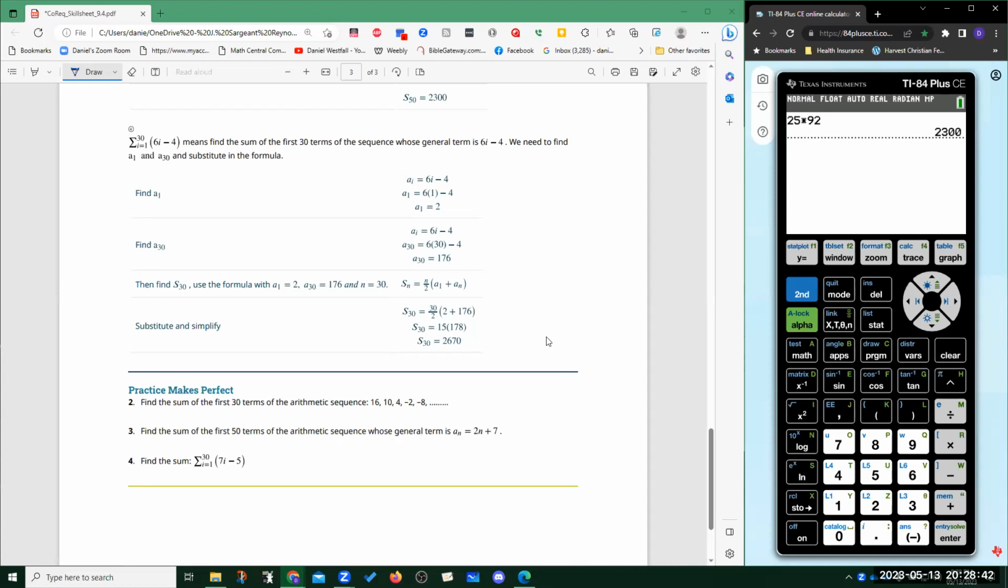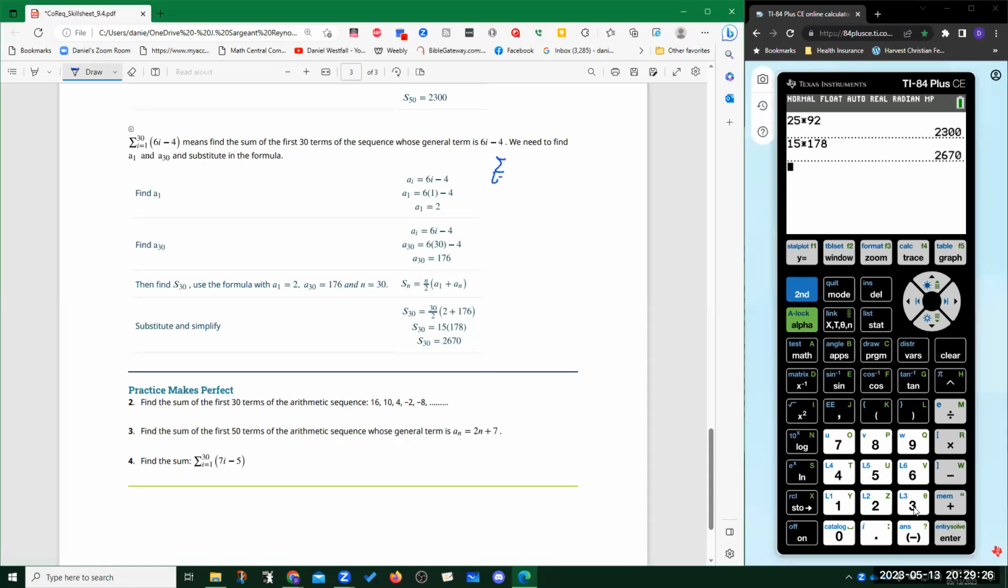We're going to stick in 1 for the first term, and we're going to get 6 minus 4, and that's going to be 2. So our first term is 2. Our 30th term is going to be 180 minus 4 is 176. 2 plus 176 is going to be 178. Now 30 terms, 30 divided by 2 is 15. 15 times 178 is going to give us 2,670.